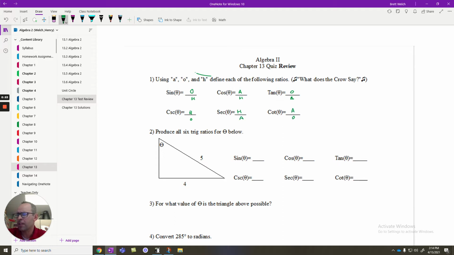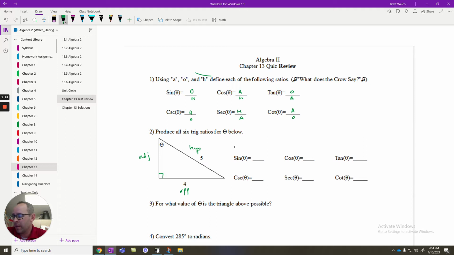We also have those definitions in terms of X, Y, and R. Here I say to use O, A, and H, so we're trying to be very clear about what I want you to do. Given that information, we're going to work with this right triangle to find the sine, the cosine, the tangent. From theta's perspective, this would be our opposite. This is our hypotenuse, and we need to find our adjacent. You're going to have to use Pythagorean's theorem.